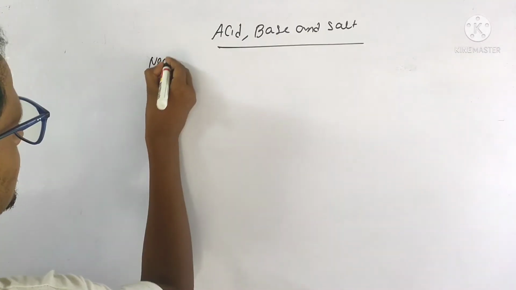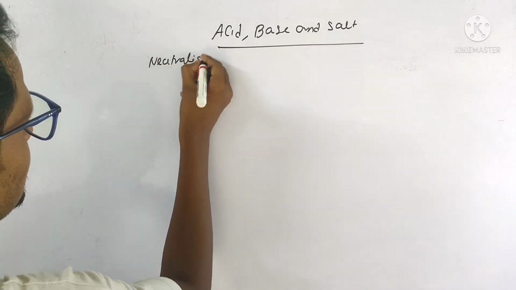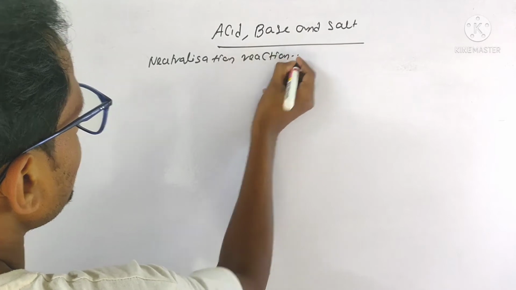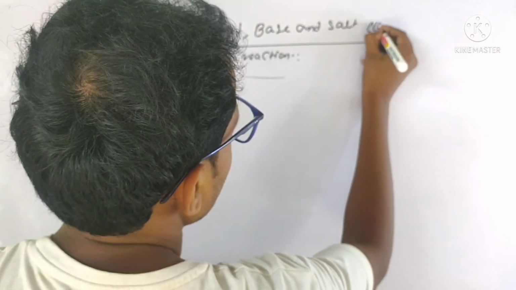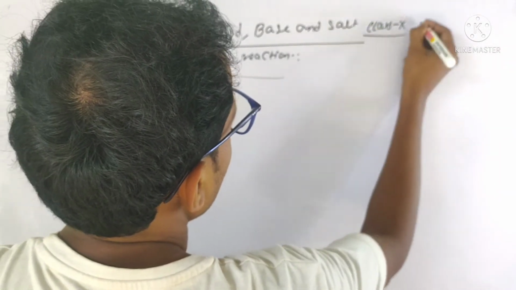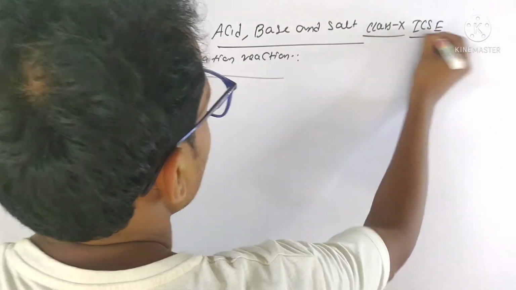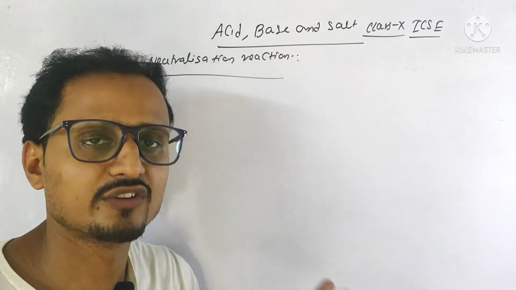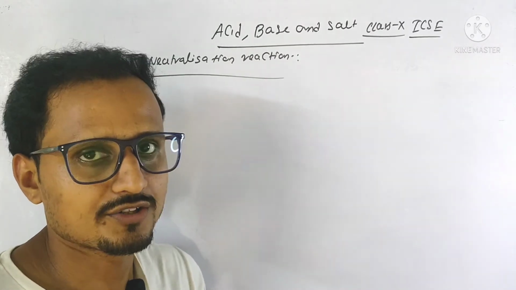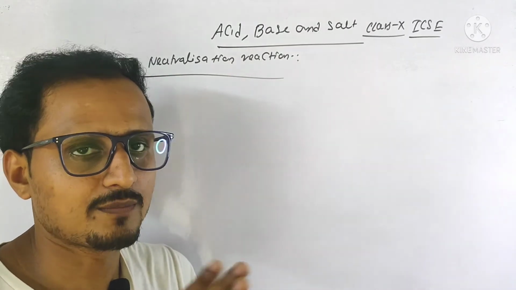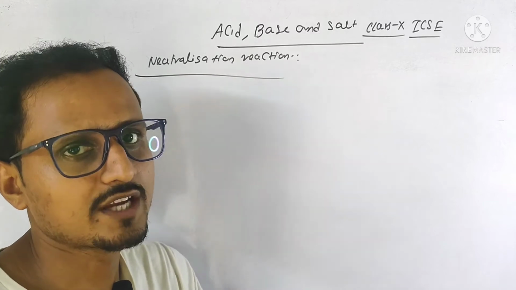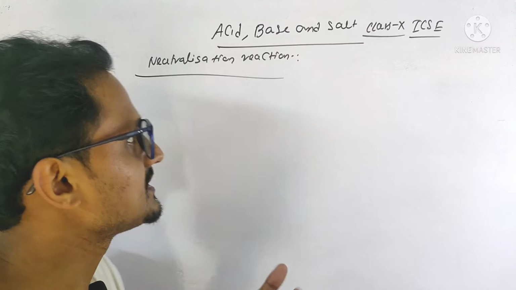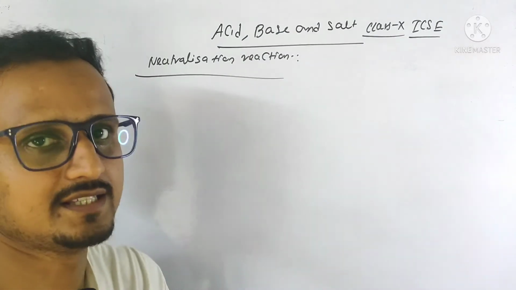Neutralization reaction, from class 10 ICSE. Now also we discuss how we can compare, how we can know about the strength of an acid or the strength of a base. That is the pH scale. So today's discussion will be on the neutralization reaction and pH scale.